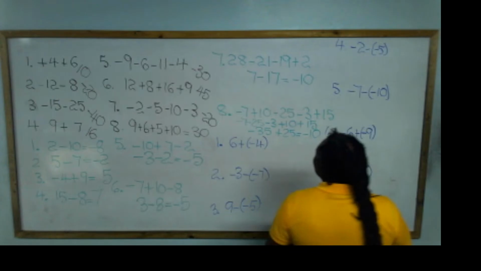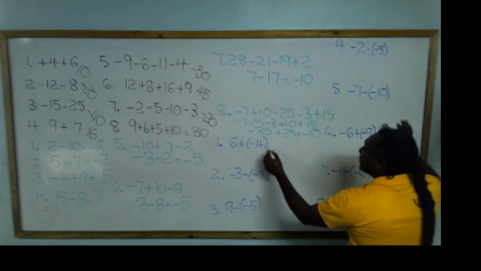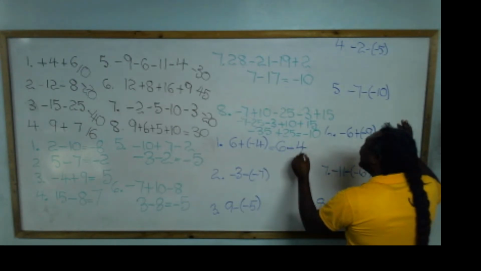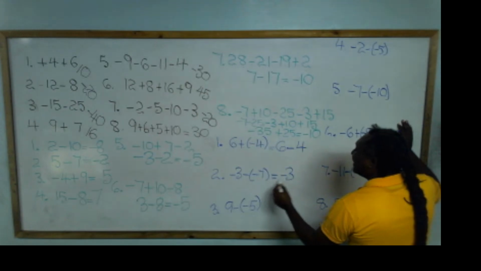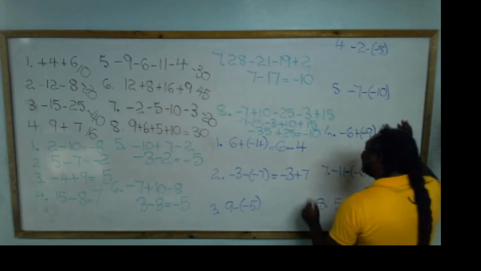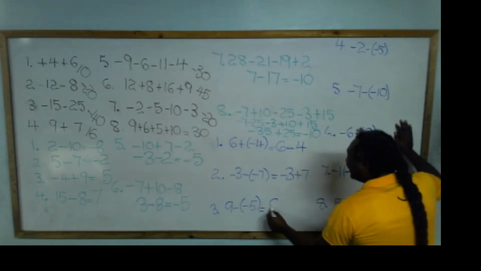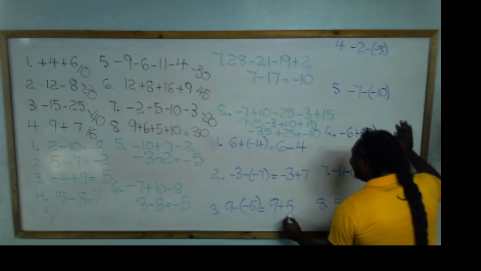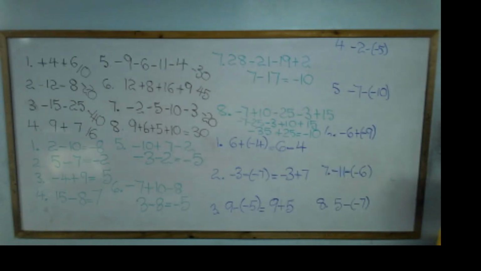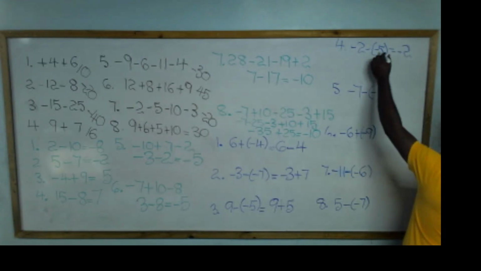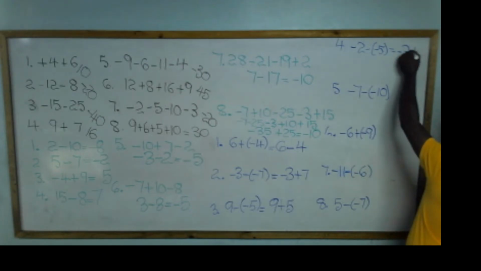What do I say now? I'm going to put the 6. The signs are different. I replace them with a negative sign. I'm going to put the negative 3. The signs are the same. I replace that with a positive sign. I'm going to put back the 9. The signs are the same. I replace that with a positive sign. I'm going to put back the negative 2. The signs are the same. I replace that with a positive sign.